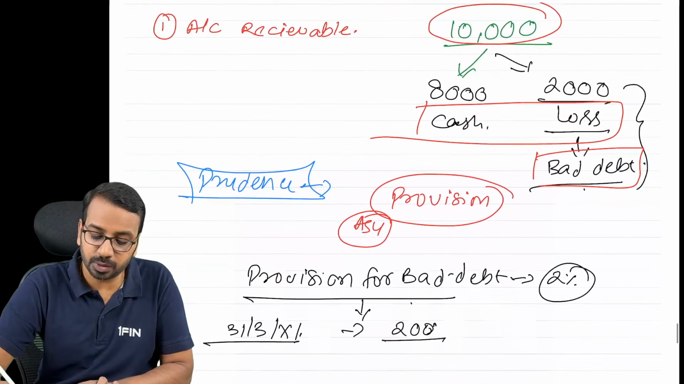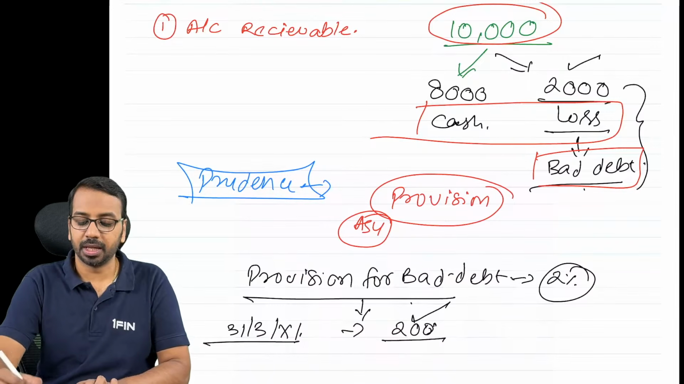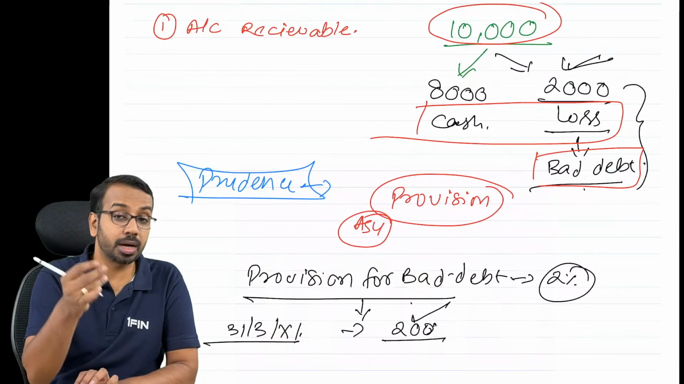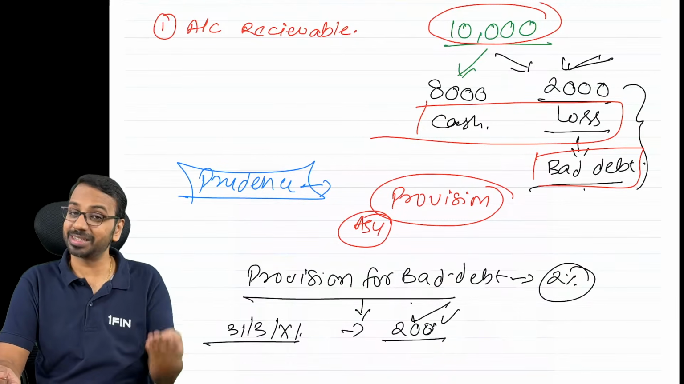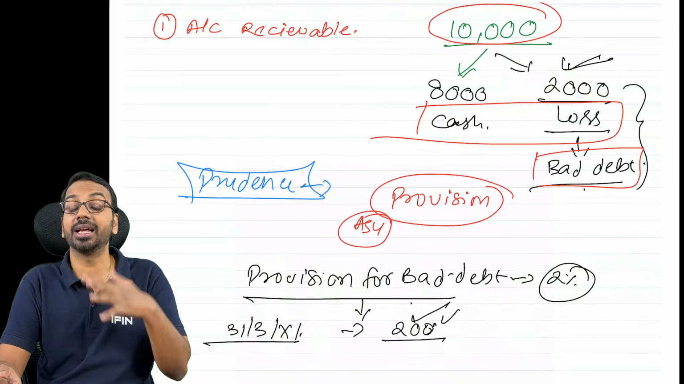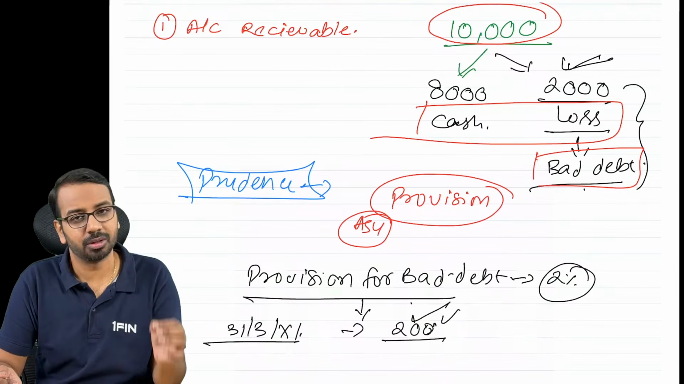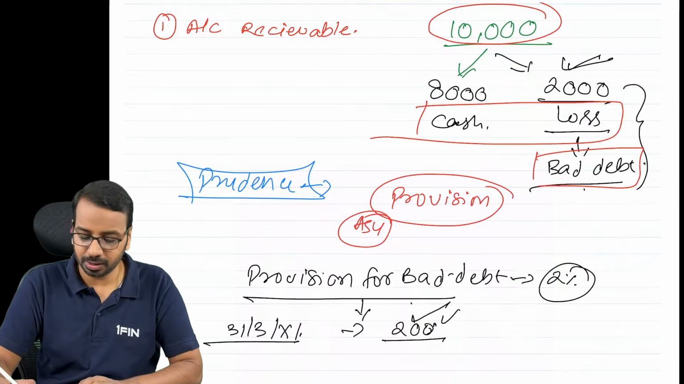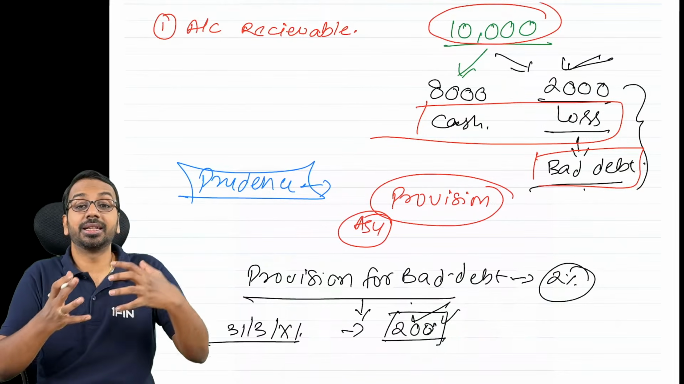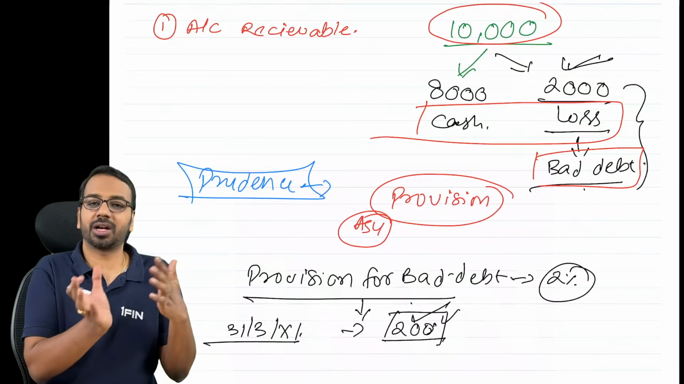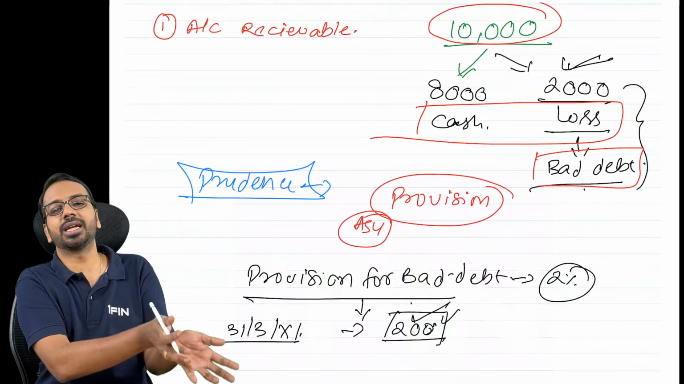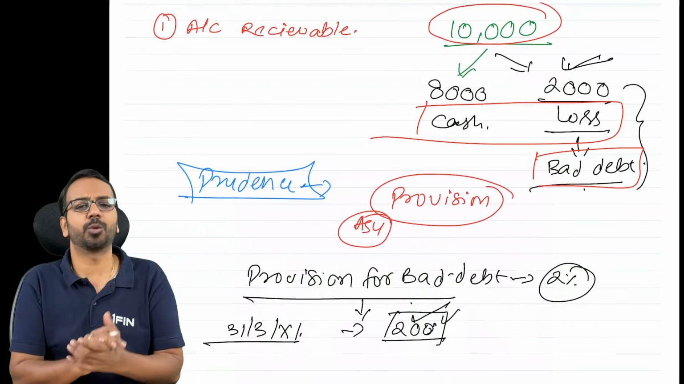Sir, what is the difference between this 2,000 and this 200? Here, this is an actual loss, it has already happened. Here, it is still a provision. We may still receive full value. Okay, we are not saying we will not receive full value. We may still receive full value. But this 200, we are safeguarding, cushioning ourselves, saying that if the customer does not pay, I have already booked it as an expense or loss. So no need to worry.